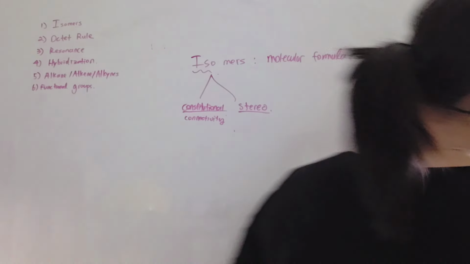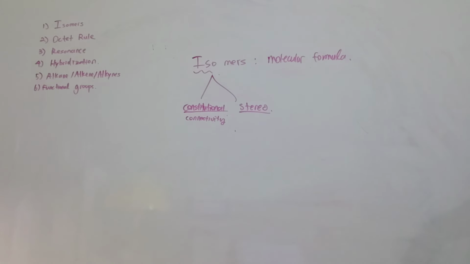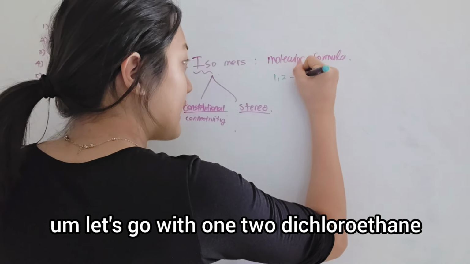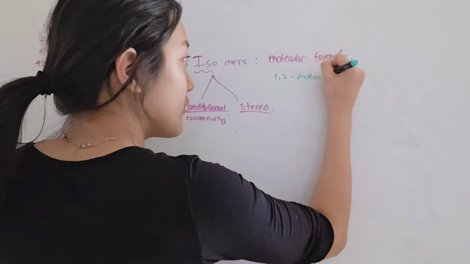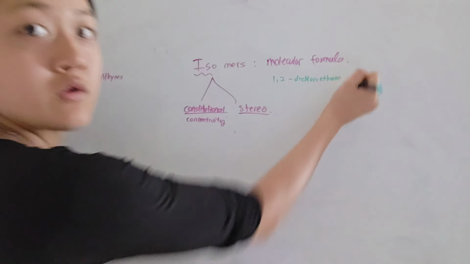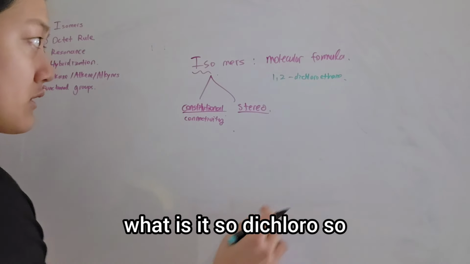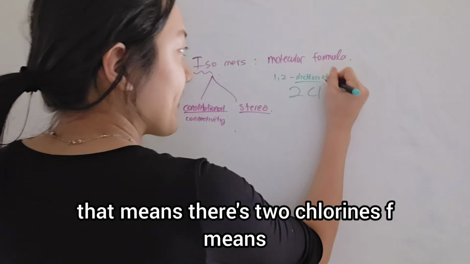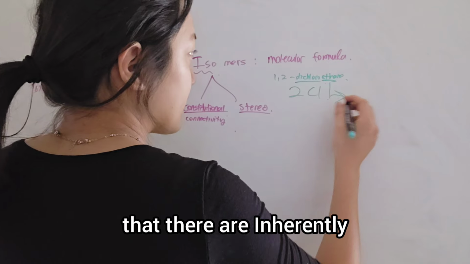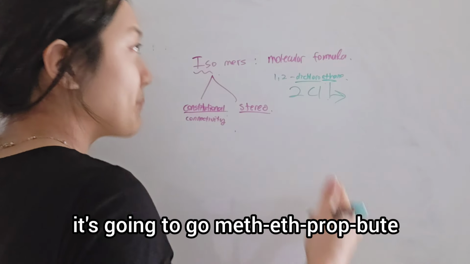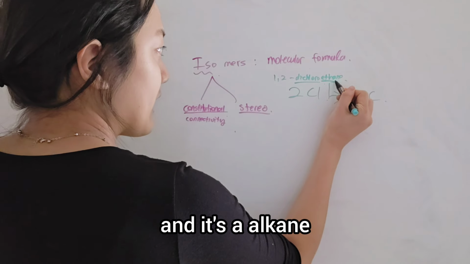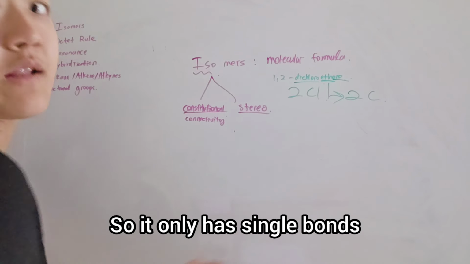Let me do that in a different color that I'll get from here. Here we go. Let's go with 1,2-dichloroethane. So 1,2-dichloroethane, what is it? So dichloro, so that means there's two chlorines. Eth means that there are inherently, it's going to go meth, eth, prop, but. So this means it has two carbons, and it's an alkane. So it only has single bonds.